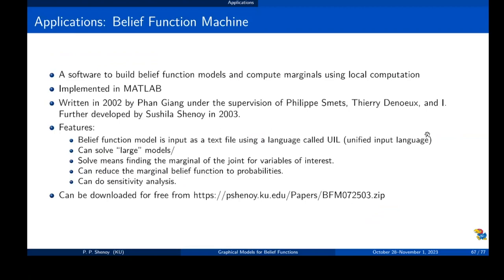It was written in 2002 by Tanjan under the supervision of Philippe, Thierry, and I. And in 2003, it was further developed by Sushila, who is my daughter. She was home for the summer, having finished her freshman year. She's a computer science major. And so she implemented the honey and lemon shortcut.